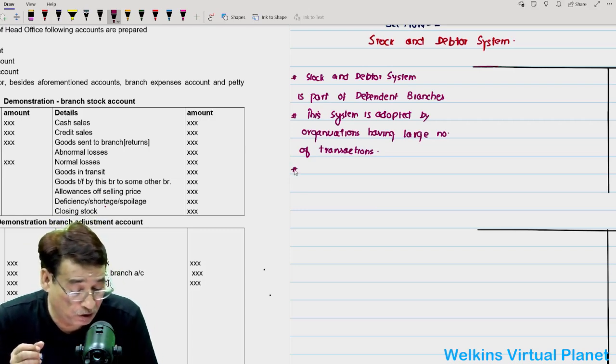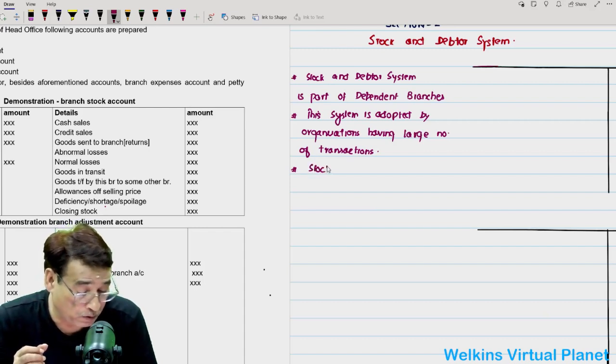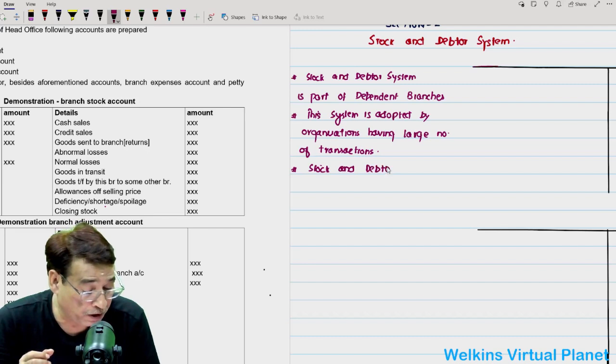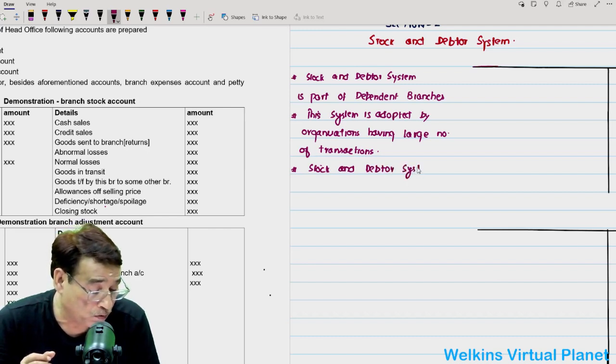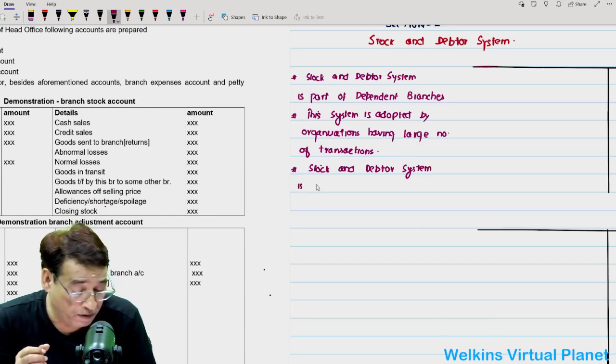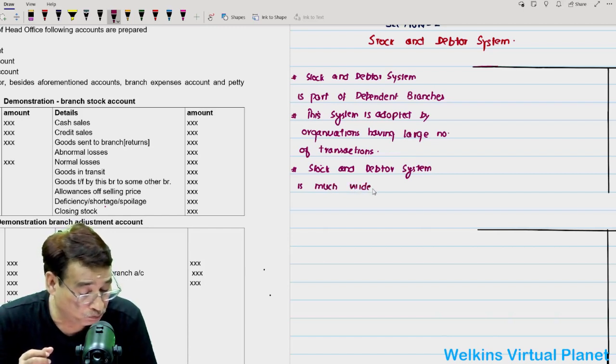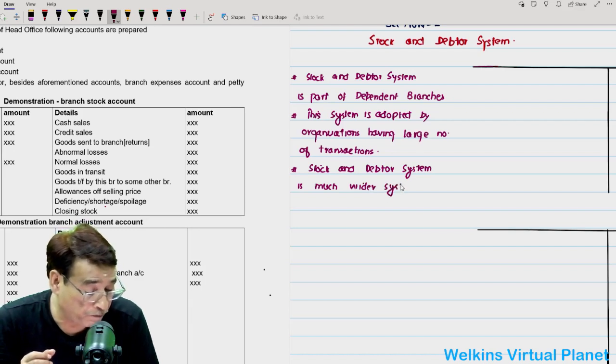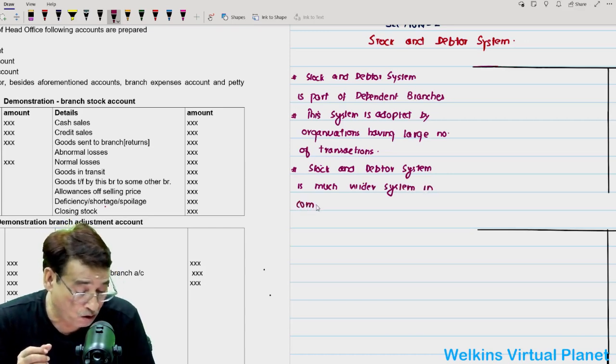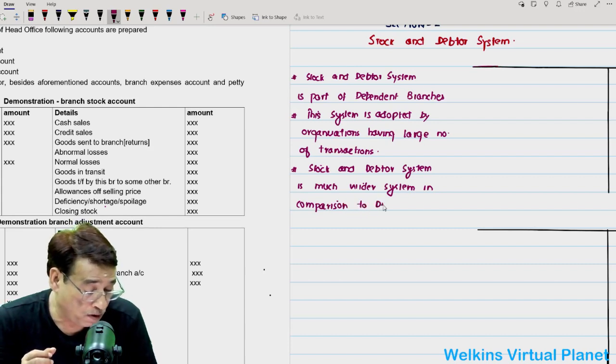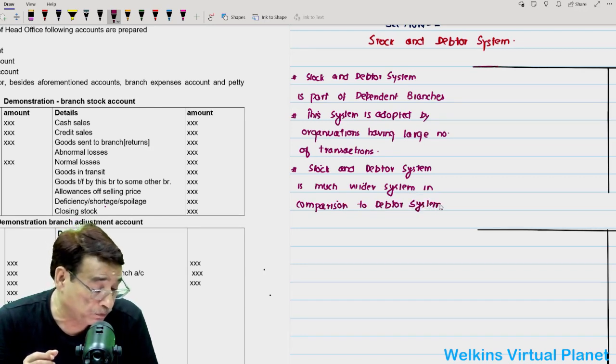So we shall write here: stock and debtors system is a much wider system in comparison to the debtors system. So this system happens to be pretty wider, correct?